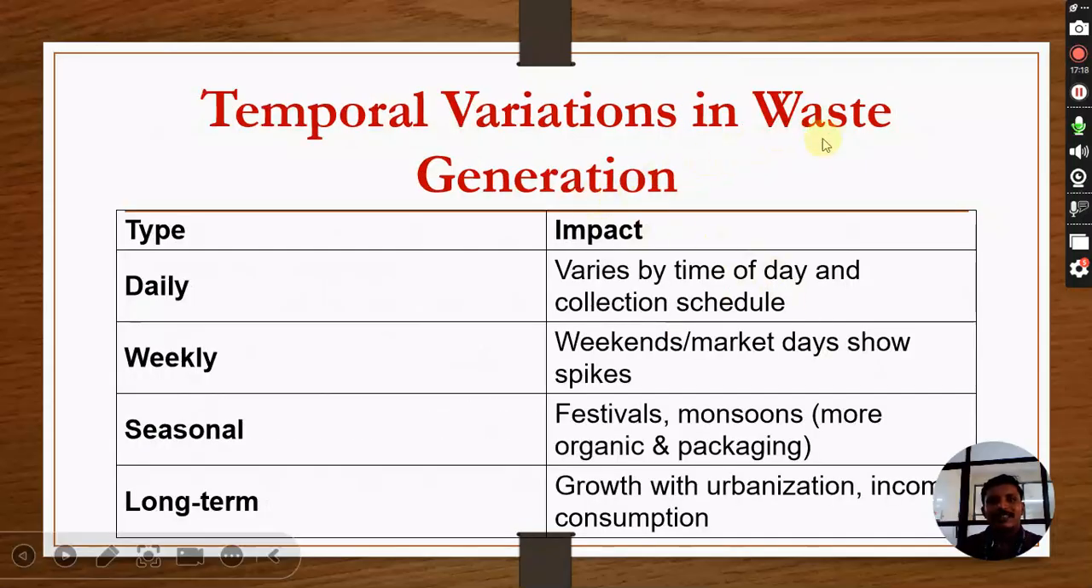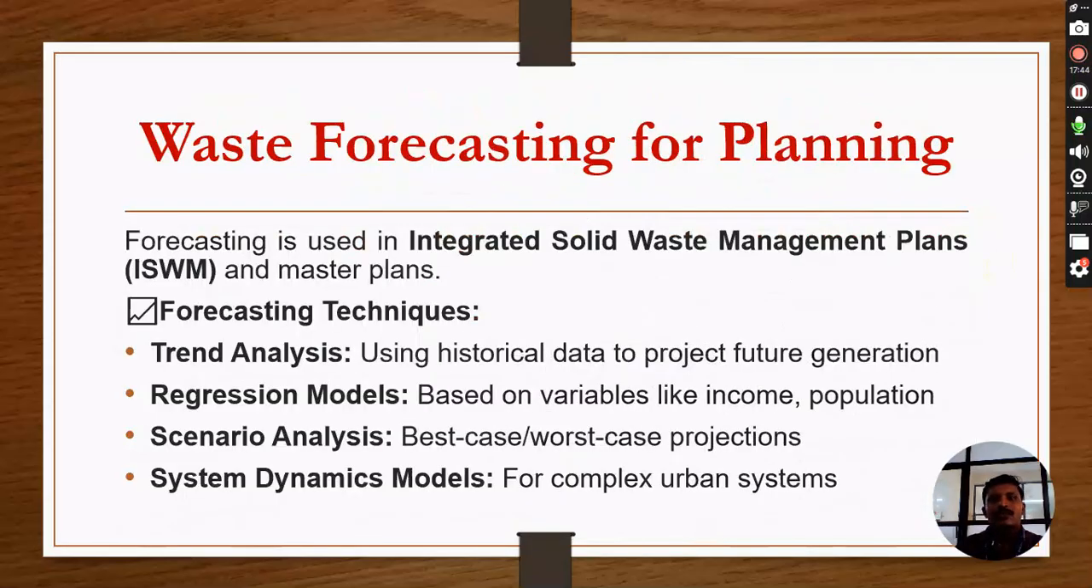These are the temporal variations in waste generation. For example, daily, it varies by the time of the day and collection schedules. Weekly, weekends or market days show spikes. Seasonal, festivals or monsoons bring more organic waste and packaging. And long term, growth with urbanization and income consumption. Waste forecasting for planning.